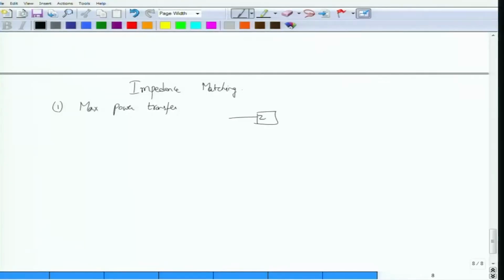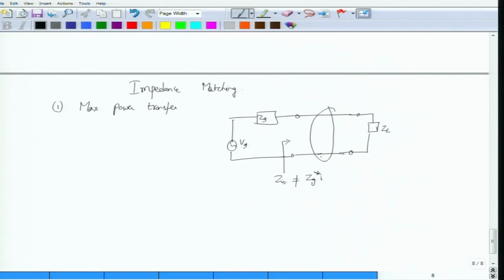Let's say this is your generator impedance and this is your generator voltage, connected through a transmission line to some load. If this is all that is there, then the input impedance seen would not be equal to the complex conjugate of Zg. Only when the load impedance happens to be equal to the complex conjugate of the generator impedance will there be maximum power transfer to the load. Because this won't happen in general, you have to adjust the transmission line in such a way that you get this ZG complex conjugate condition.